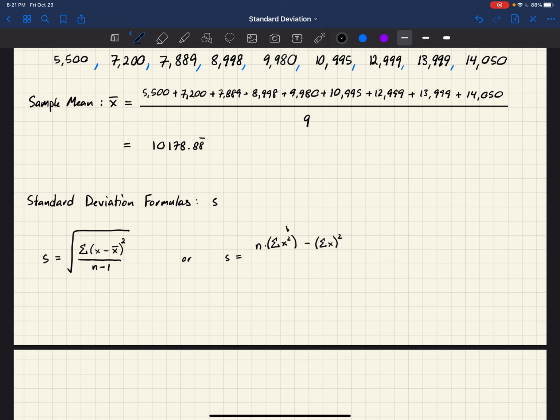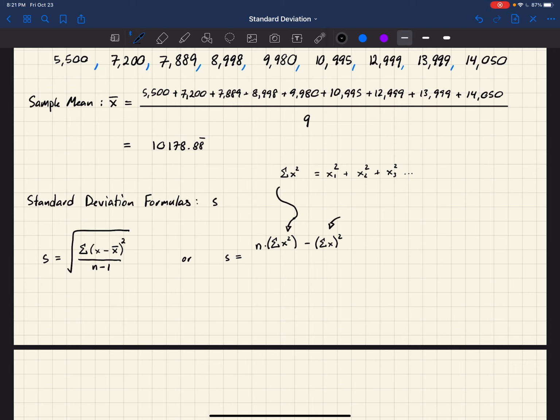So notice here, we take x1, we're going to square it, the first piece of data. Add that to the second piece of data squared, plus the third piece of data squared, and so on. This is the sum of the squares of the data. So sum of x squared. That is what we have right there.